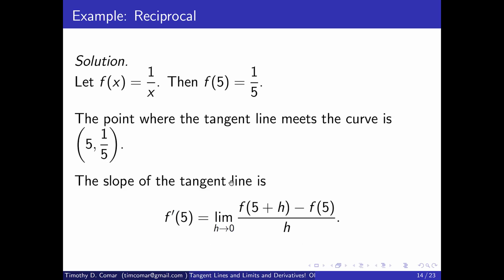And we are going to use the first version of the limit definition of the derivative that we used in the first example again. So f prime of 5 is going to be the limit as h goes to 0 of f of 5 plus h minus f of 5 over h.